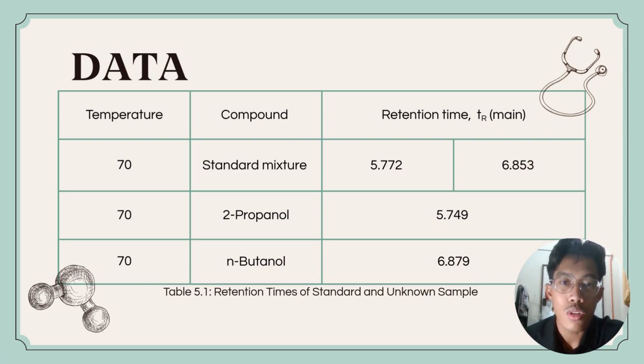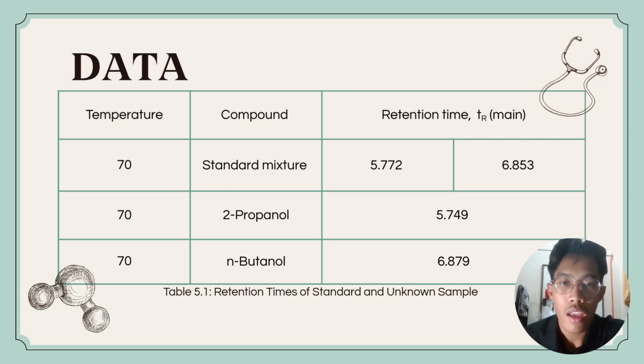This table shows the retention time of the standard mixture and the individual compounds analyzed at the temperature of 70 degrees Celsius. For the standard mixture, two retention times are observed, which are 5.772 minutes and 6.853 minutes. This value represents the presence of two different compounds in the mixture.